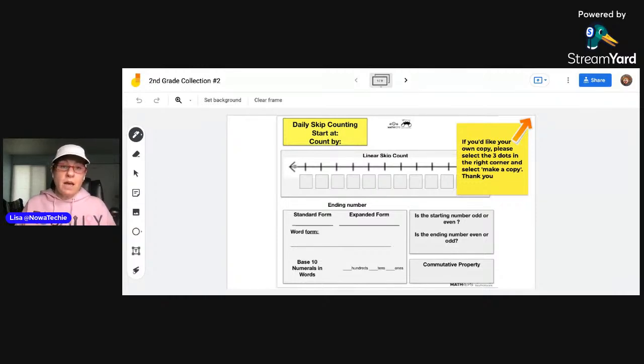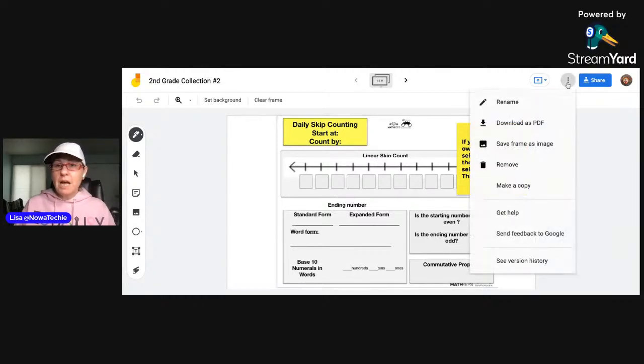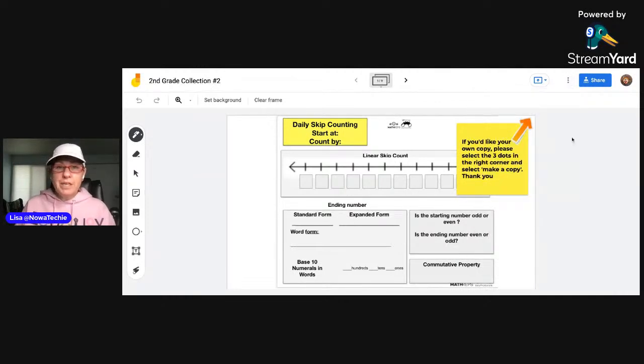The way that you do that in a Jamboard is you go to the 3 dots. I have directions here on the yellow. You come here to the 3 dots and you can go down to make a copy. I know it doesn't have the file menu like we're used to, but it does have a make a copy feature. So feel free to do that.